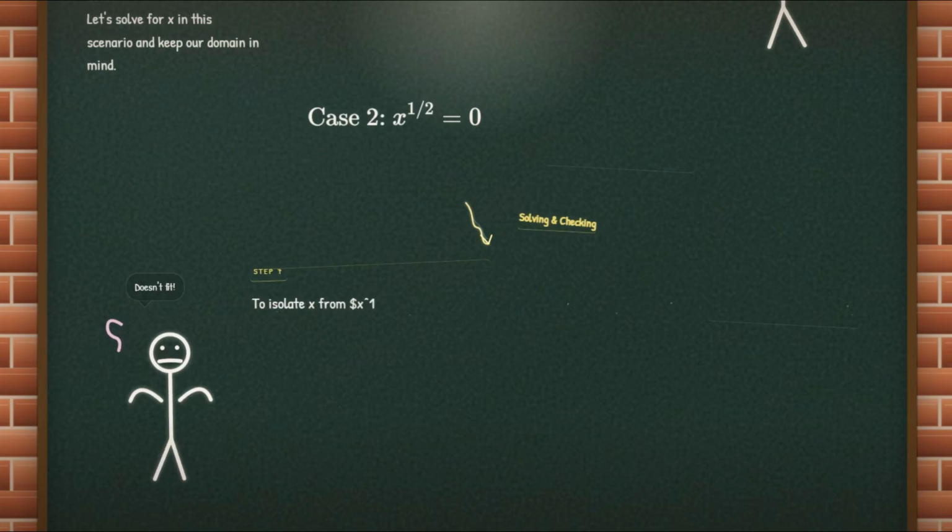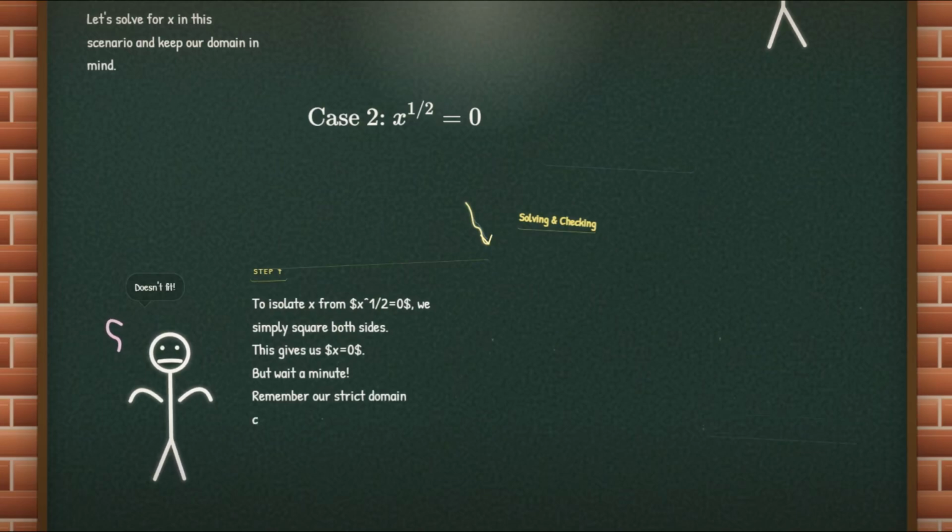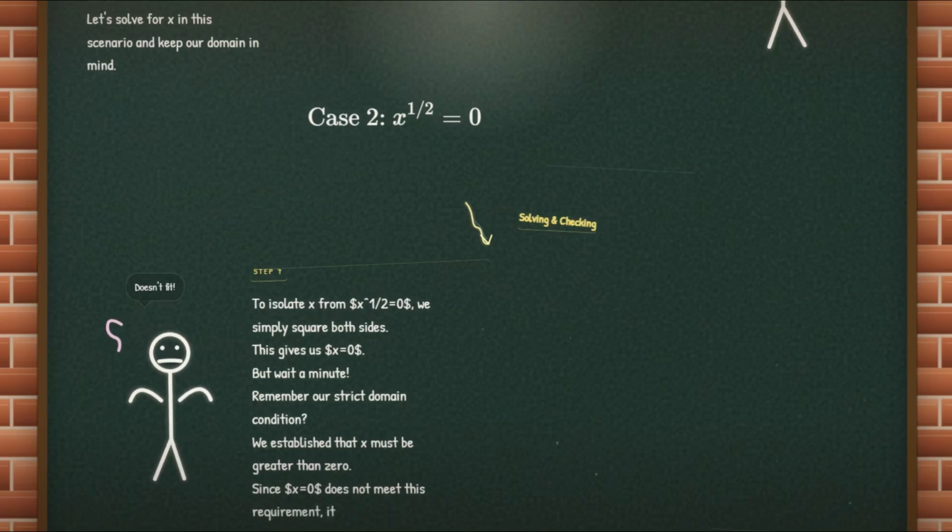To isolate x from x to the 1/2 equals 0, we simply square both sides. This gives us x equals 0. But wait a minute. Remember our strict domain condition? We established that x must be greater than 0. Since x equals 0 does not meet this requirement, it cannot be a solution.